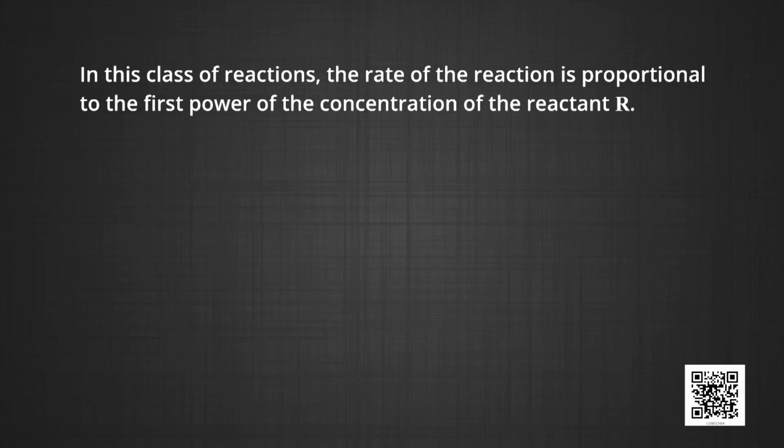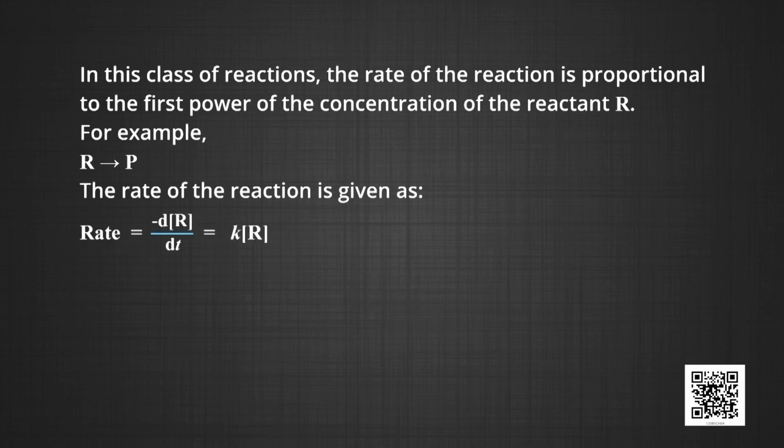The first order reactions. In this class of reactions, the rate of the reaction is proportional to the first power of the concentration of the reactant R. For example, the reaction is R gives P, where R is the reactant and P is the product. Now, the rate of the reaction is given as rate equals minus d[R]/dt equals k[R] raised to power 1. Therefore, minus d[R]/[R] equals k dt.